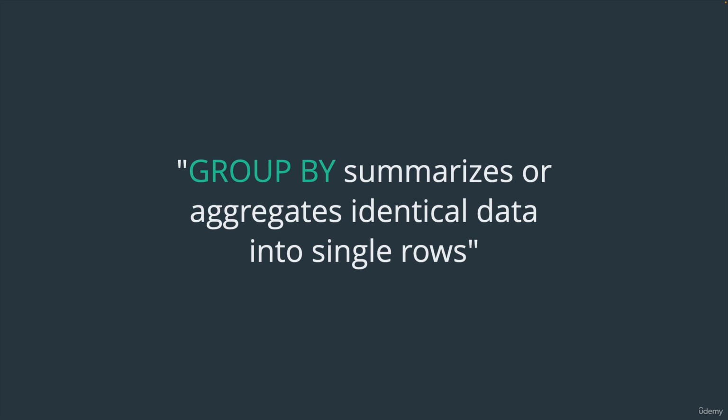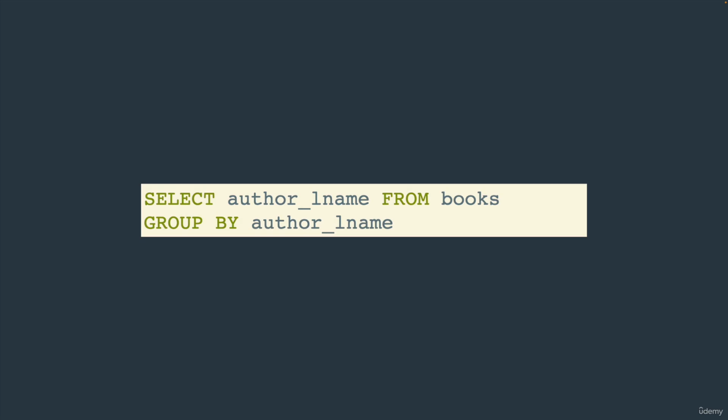But here is the definition from the docs. Group by summarizes or aggregates identical data into single rows. So what do I mean by that? Well, here's an example of how we could use it. I'll come back to this, but group by and then some column is going to group internally. It's going to group the rows from our books table based upon author LName.